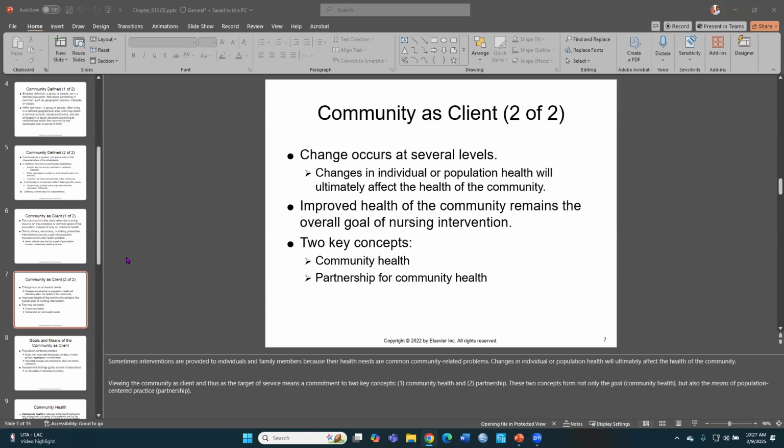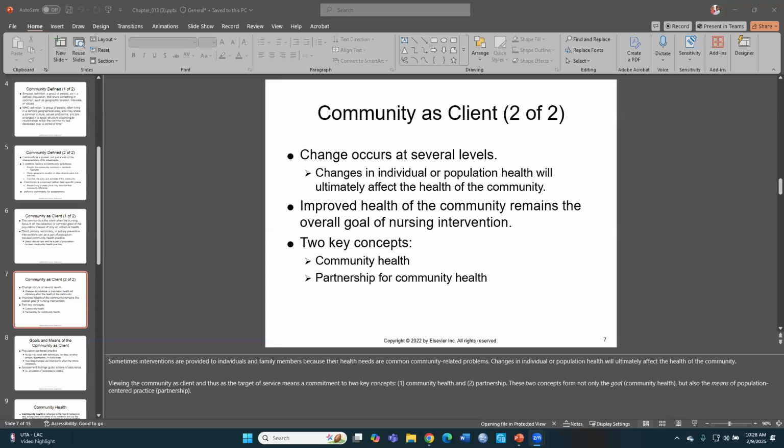So when we look at making change, we know that changes in individuals or even populations can ultimately affect the health of the community. And so there's 2 key concepts here: community health and then partnership for community health. Community health is the health behaviors and the outcomes of its residents, and also the ability of the community as a system to support the healthy individuals. And so again, we're looking here at the overall community, not just individual people.